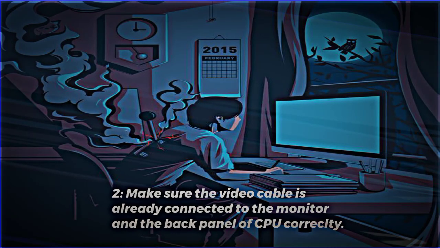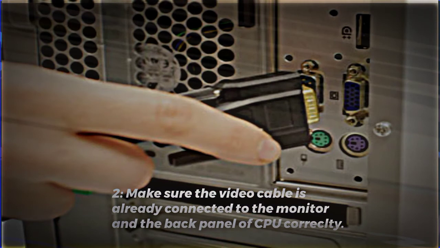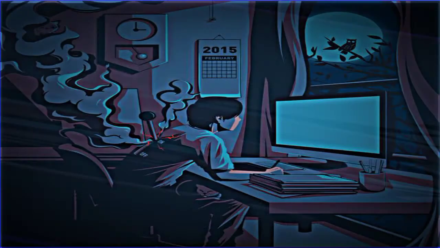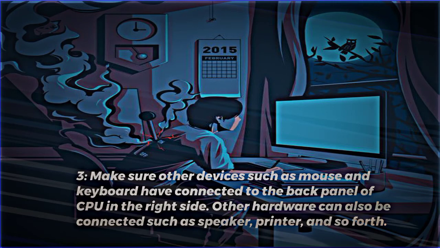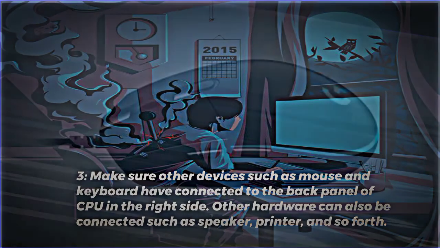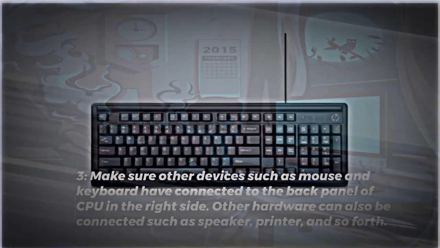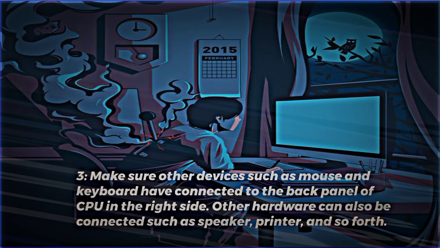Step 2. Make sure the video cable is already connected to the monitor and the back panel of the CPU for quality. Step 3. Make sure the devices such as the mouse and keyboard are connected to the back panel of the CPU, and the rest of the hardware such as speakers, printer and so on can also be connected.